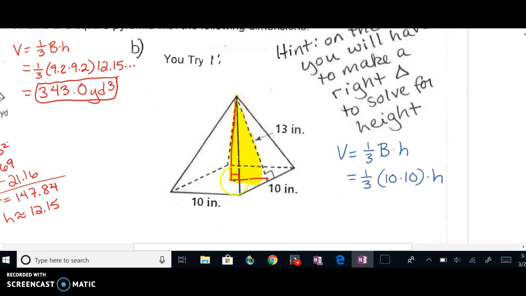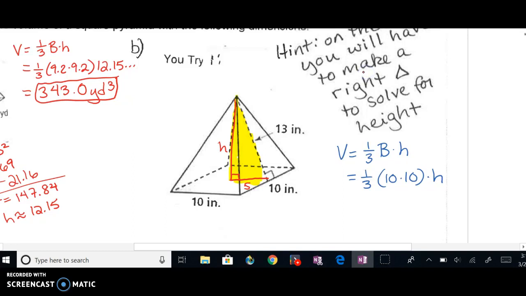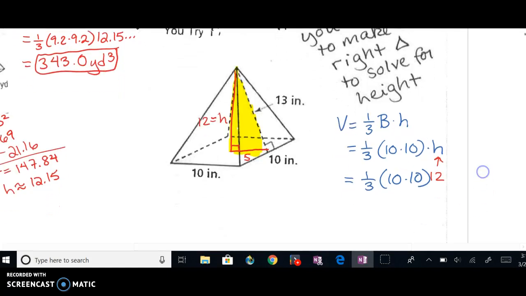Okay, so I've drawn in my height, that red segment there going up the middle. We know that the base of that right triangle that I've created is 5. And so now if I want to find my height, this is a 5, 12, 13 triple, or you can do the Pythagorean theorem and you'll get 12 either way. So that's my height here, and we already knew that the area of the base was going to be 10 times 10 or 100, and so that comes out 1/3 of 10 times 10 times 12 is 400 inches cubed.